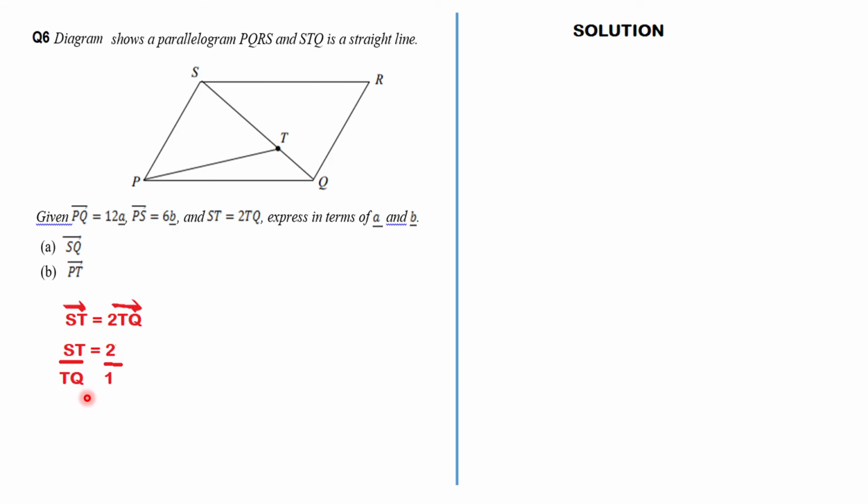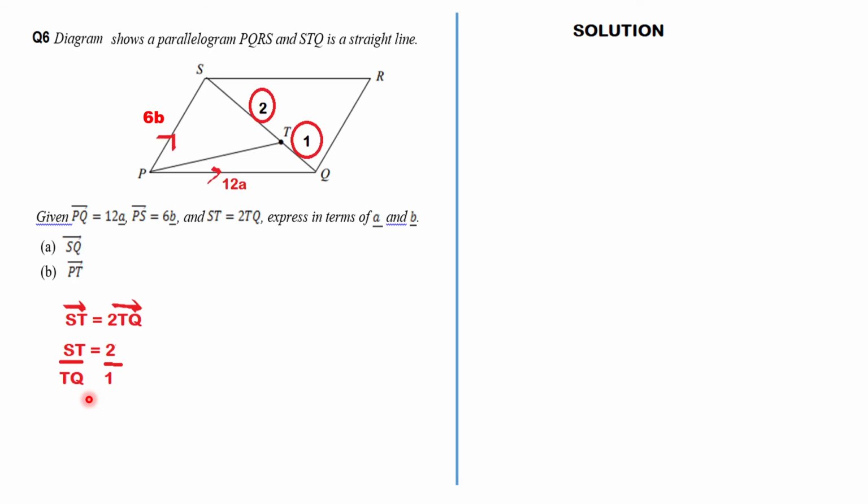Why do you need to write in fraction form? You need to write in fraction form so that you can see the ratio between the vectors. This is very important. Once you have the information, you can label your diagram: PS as 6b, PQ as 12a, and you know the ratio of ST to TQ as 2 to 1. Put the ratio. It is very important to label the ratio.